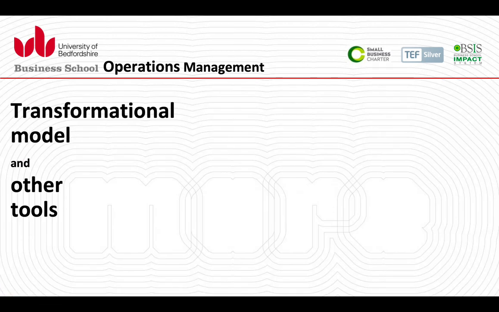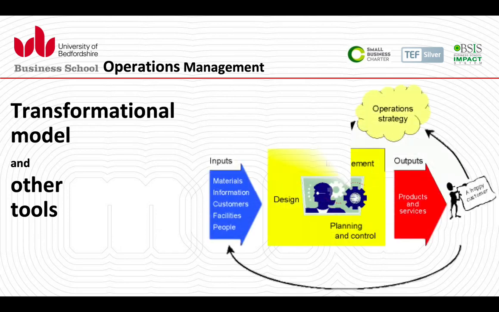For operations management, how we transform input into output, we look into this transformational model, and we look into other key tools that clearly show how operations management helps businesses convert input into output. Materials, for example, we say resources, and we also say information is part of the input. We need to know what the customer wants, what the market trend is, what the demand in the market is, and then what facilities and people, human resources, we have to engage, both skilled and semi-skilled, in the process of converting input into output.